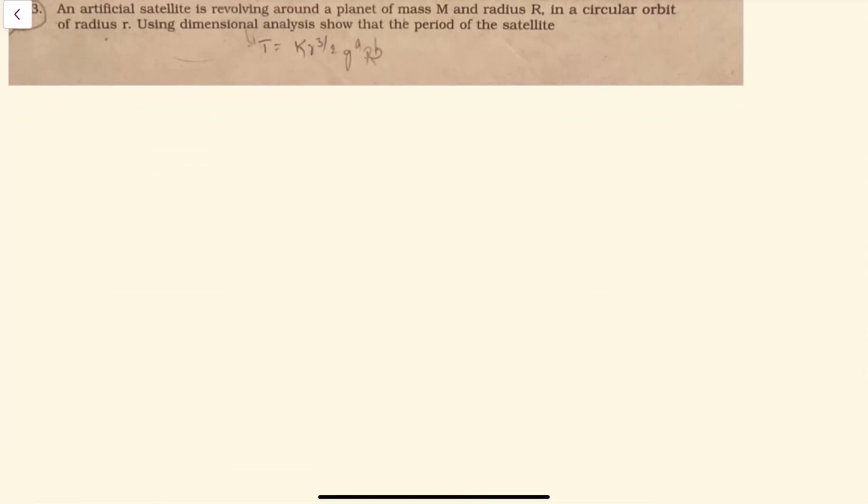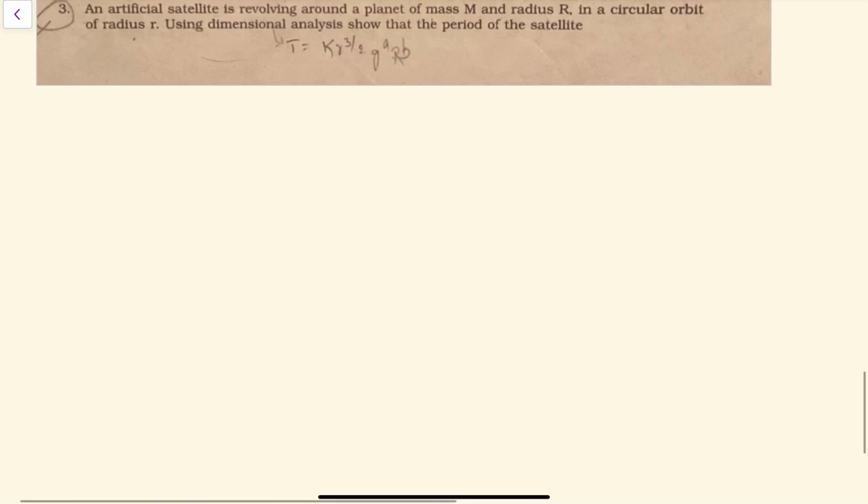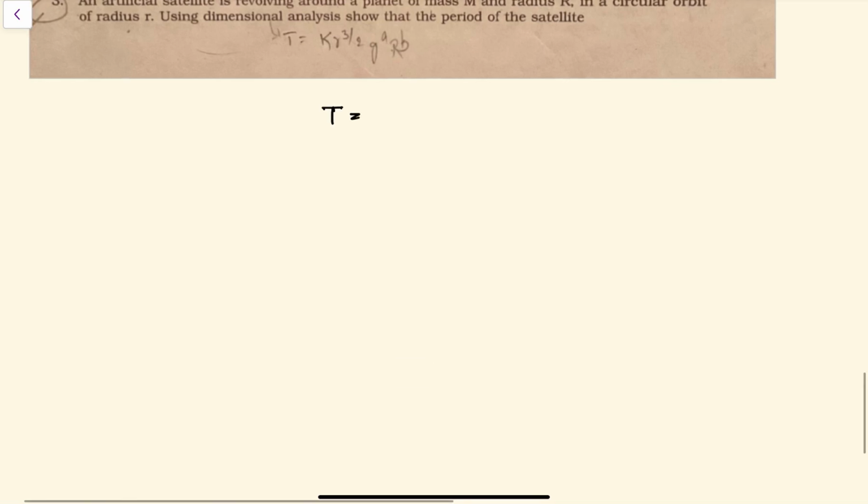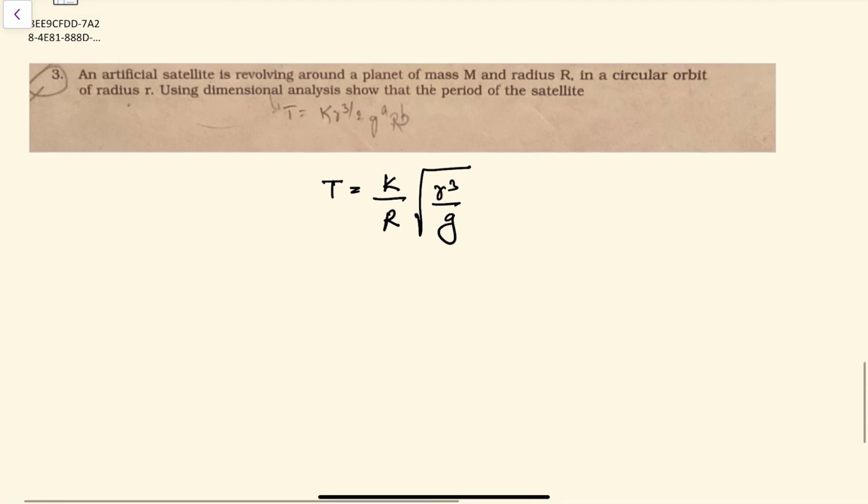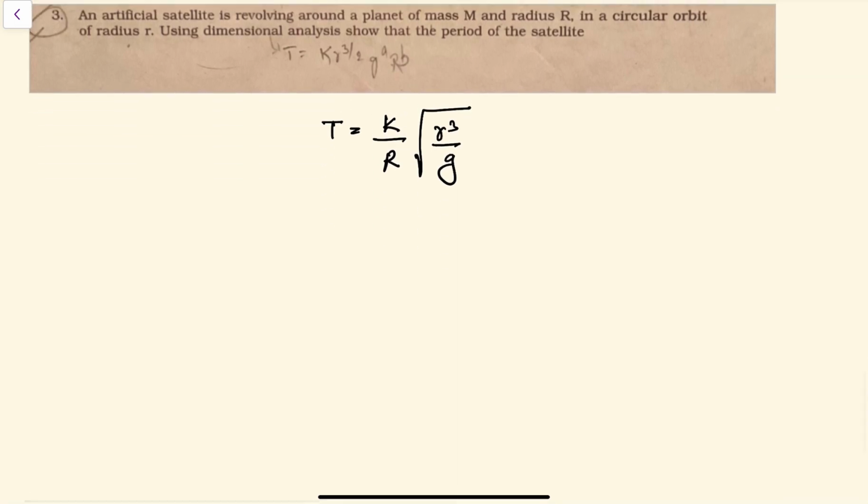An artificial satellite revolving around the planet of mass m and radius r in a circular orbit of radius R. Using dimensional analysis, show that the period of the satellite is a constant K by R small r cube by G. We have to show this. Right, how to solve this one?